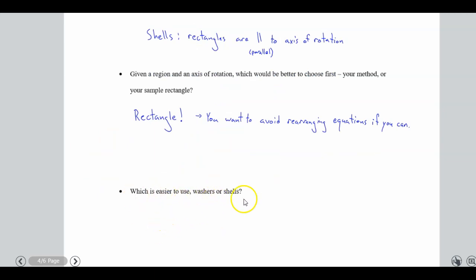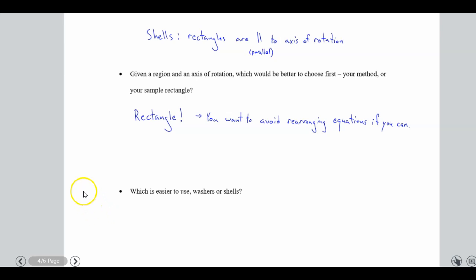Which is easier to use, washers or shells? Well, it really depends on how you set up your rectangle, right? If you don't have to rearrange equations, I generally consider that easier. So if washers requires no rearrangement, that's going to be easier. If shells requires no rearrangement, that's going to be easier. So it all depends on how you drew your rectangles and which way the axis of rotation is going as to what's going to be easier to use. So you can just put depends on that one.